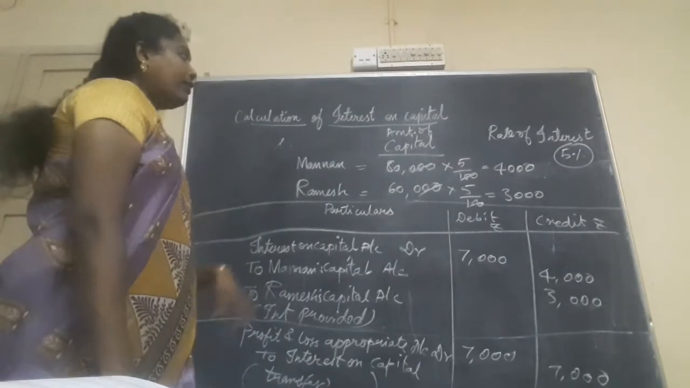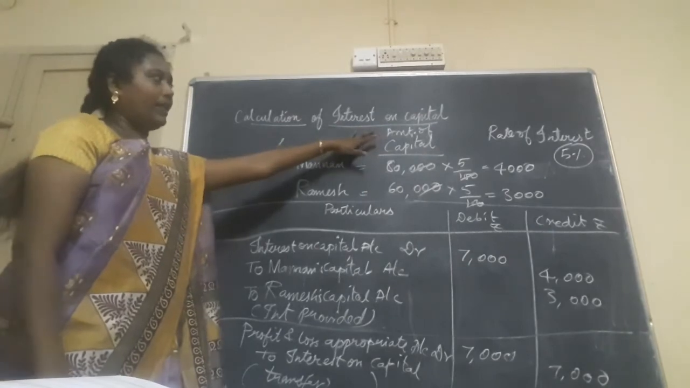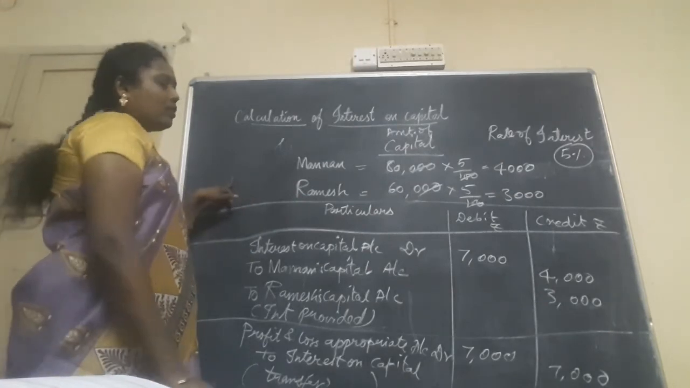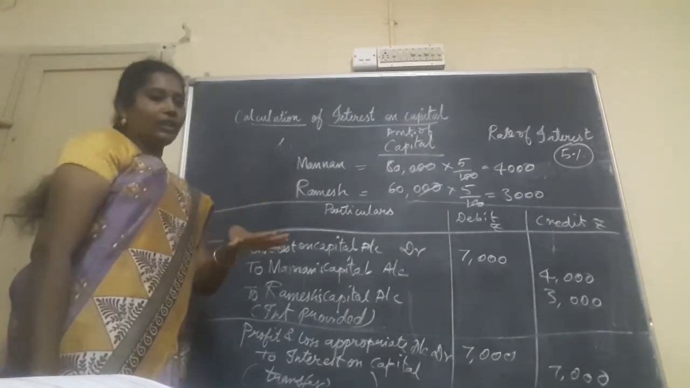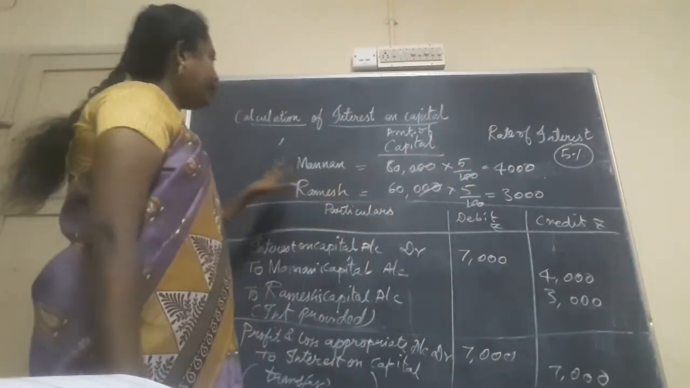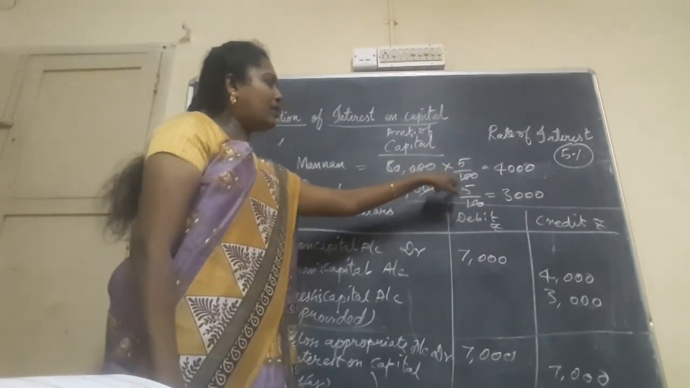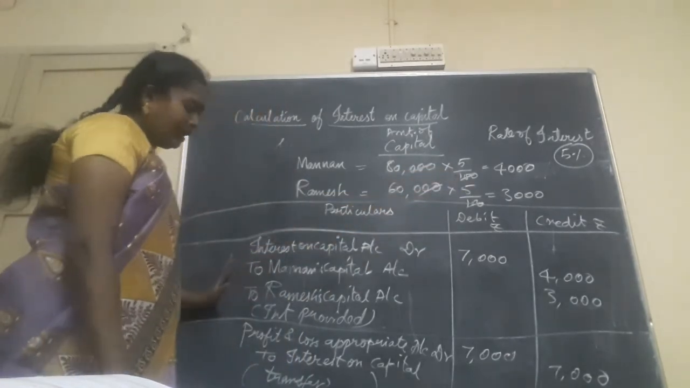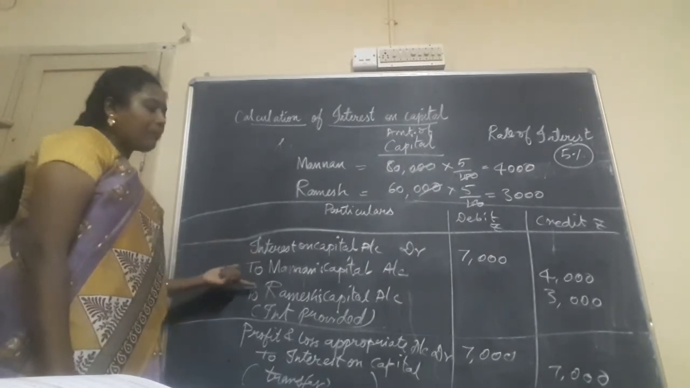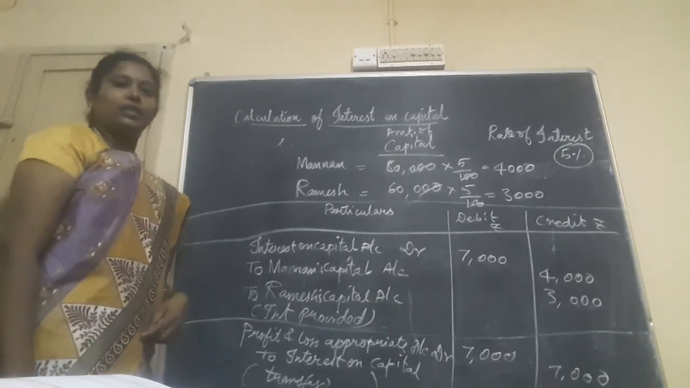So I think you all understand what we are going to do. First, we are going to calculate the interest on capital. In this, the amount of capital for two partners is given. The ratio is also given, but in this sum we don't need the ratio. We simply need the rate of interest. So Mannan has 80,000 as the amount of capital and the rate of interest is 5%. So we are calculating that. Then we are putting the journal entries. Two journal entries are there. One is we are going to transfer that through the capital account. Next one is we are going to enter that in the profit and loss appropriation account.